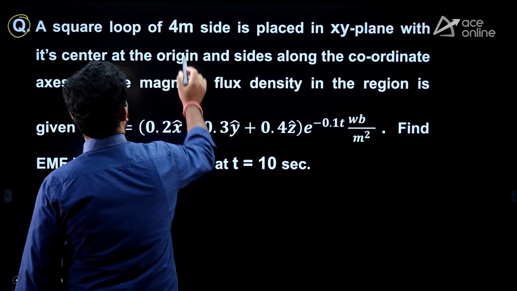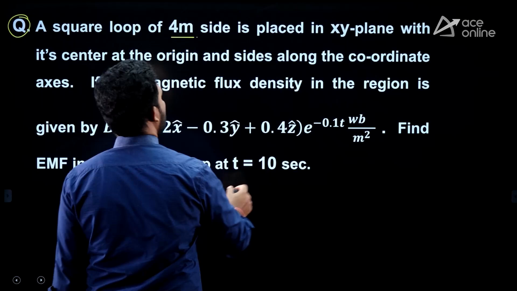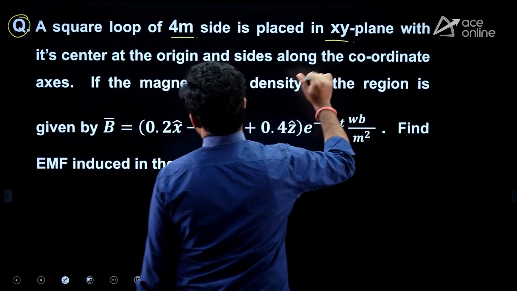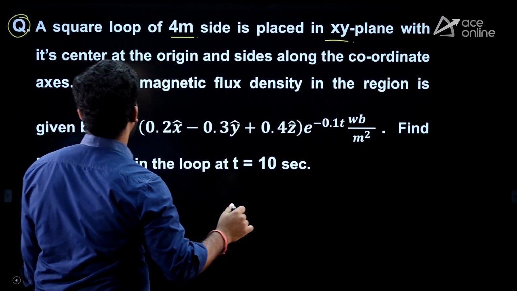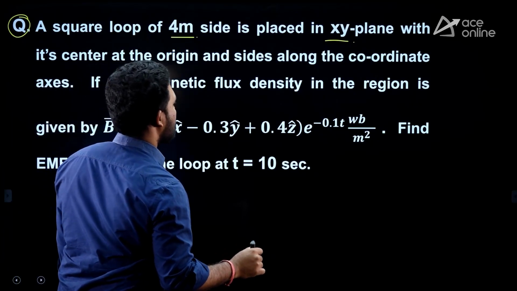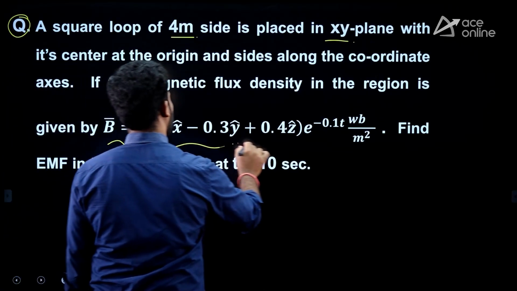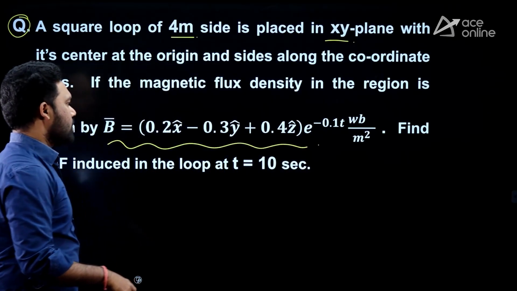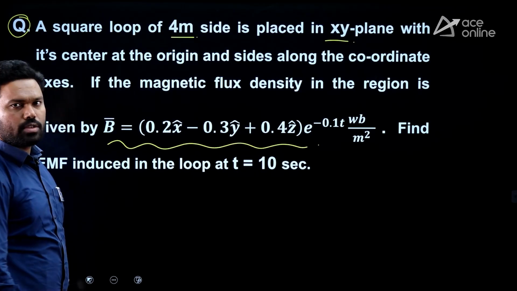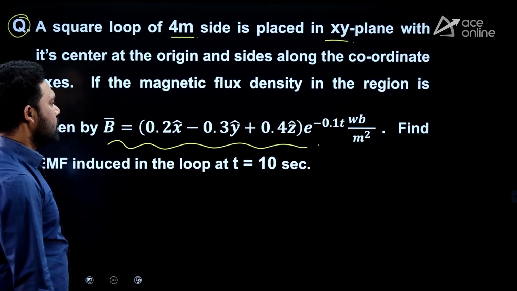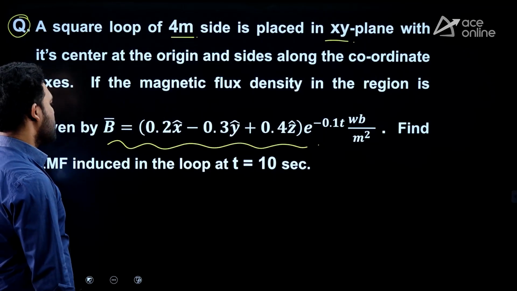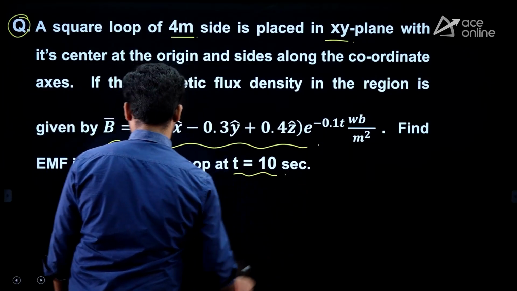A square loop of 4 meter side is placed in the xy plane with its center at the origin and sides along the coordinate axes. If the magnetic flux density in the region is given by B is equal to 0.2 x cap minus 0.3 y cap plus 0.4 z cap into e to the power of minus 0.1 t Weber per meter square, find the induced EMF in the loop at time t is equal to 10 seconds.